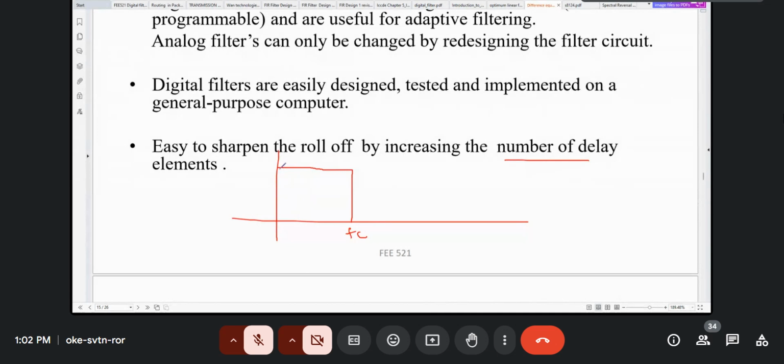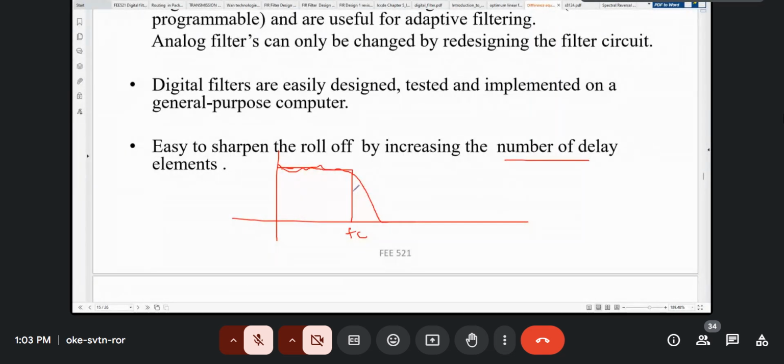If that doesn't happen, we are going to see sometimes there may be ripple, and then there may be the transition, the roll-off. Now how sharp this roll-off is depends on the number of delay elements or the order. You want sharper, you increase the number of delay elements. Ideally, if you want this, you need an infinite number of delay elements, which is not realizable.